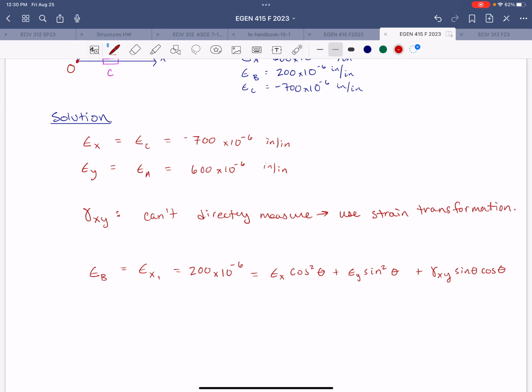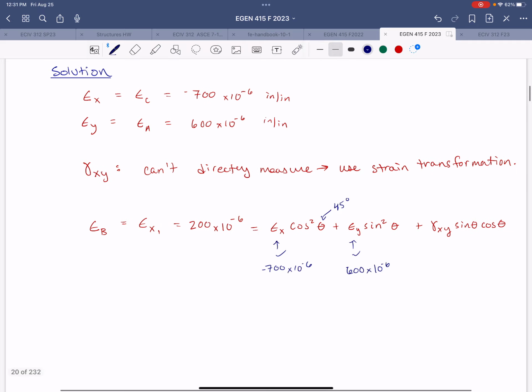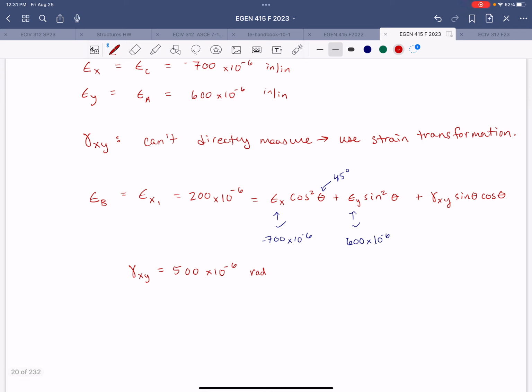All right, so then plugging in those values. Negative 700 times 10 to the minus 6, 600 times 10 to the minus 6. And then theta was given as 45 degrees. All right. So then you can solve for gamma xy. And you should get 500 times 10 to the minus 6 radians. All right, so now that you know the normal strains and the shear strain, you can use Hooke's law to calculate the normal and shear stresses, right?